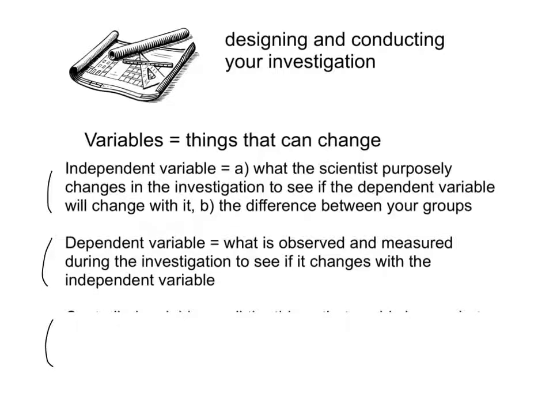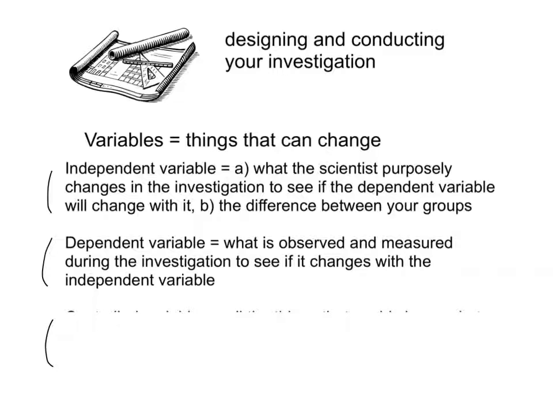The dependent variable is what is observed and measured during the investigation to see if it changes with the independent variable. In our tennis ball experiment, that was the average number of baskets scored by the people in the groups. So we wanted to see, does the number of baskets depend on whether the group is boys or girls? The independent is called independent because it is separate. It does not depend on it. Whether the group is boys or girls does not depend on the points. But we wanted to see, do the points depend on whether the group is boys or girls?